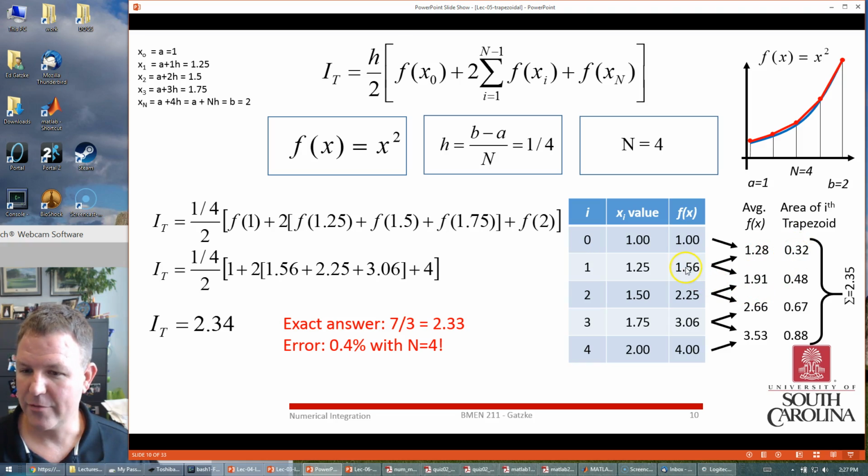You do the same thing for between 1 and 2. Evaluate the function here and here. You get the average value, multiply it by the h to get the trapezoid. So you get a column with trapezoidal values. You add these 4 values up for n equals 4, and you get 2.35, which is pretty close to what we did here. So there's maybe a little numerical approximation there with rounding, but it's pretty darn close.